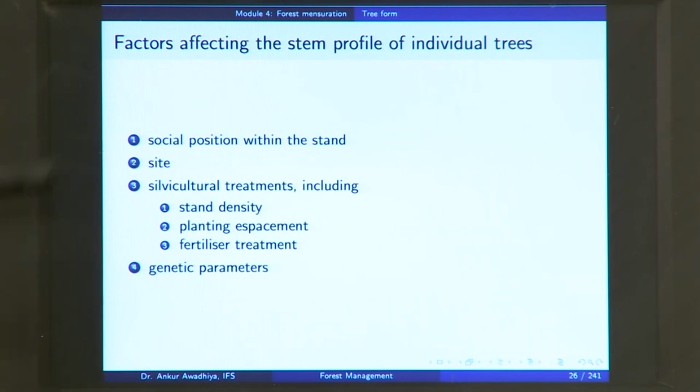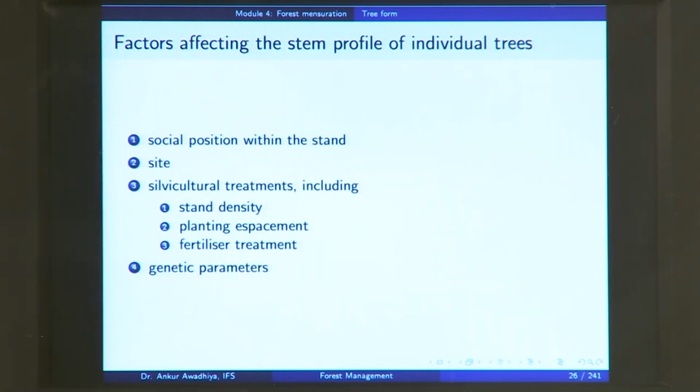The site or the site quality also affects the stem profile, because if you have a site that is fertile, there will be enough nutrients available for your tree to put up its height, whereas if you have a site that does not have a good amount of nutrients for the plant, then your trees will not be able to grow to a large extent, and so you will have shorter trees in a poorer site quality.